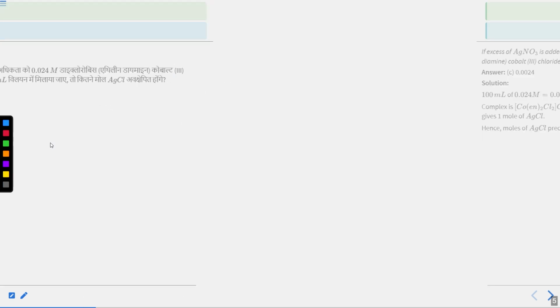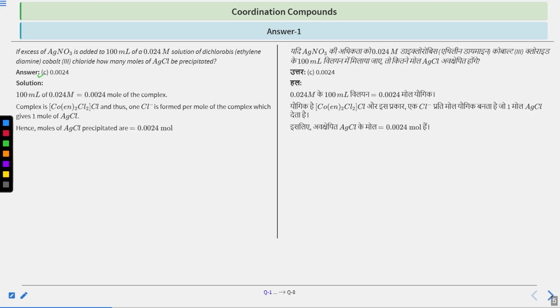Okay. Now, let's see. The correct answer is option C, that is 0.0024. We are given that 100 milliliters of 0.024 molar solution is equal to 0.0024 mole of the complex, right? We are given the volume and the molarity, so we can find the number of moles of the complex by multiplying the molarity by the volume, which is equal to 0.0024 moles of the complex.